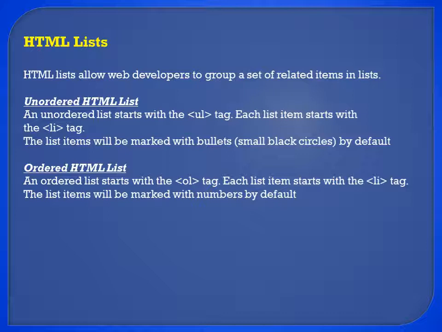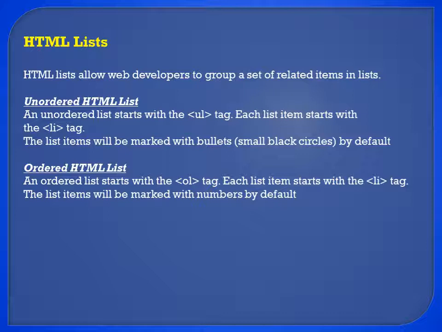Now what is the list? As we know, we create the list. There are two types of lists generally available in HTML. Those are the unordered HTML list and the ordered HTML list. So we are going to learn one by one. But first we should know what is the unordered HTML list.